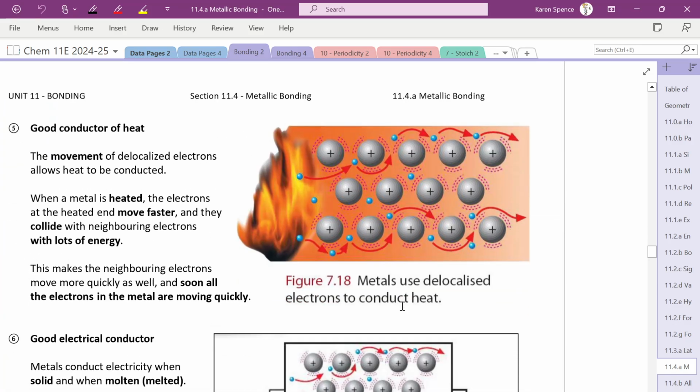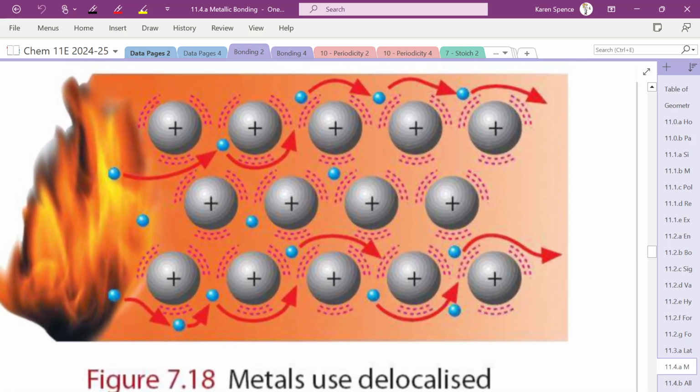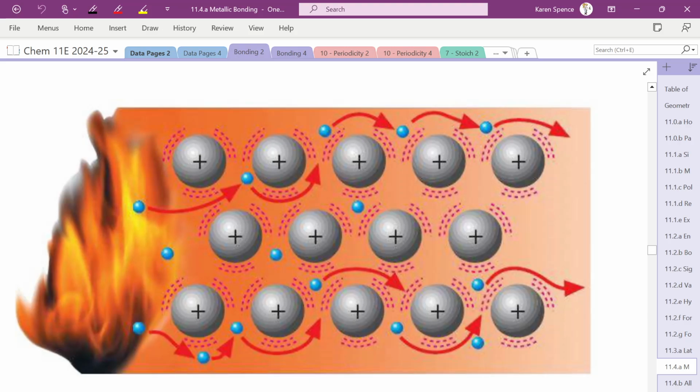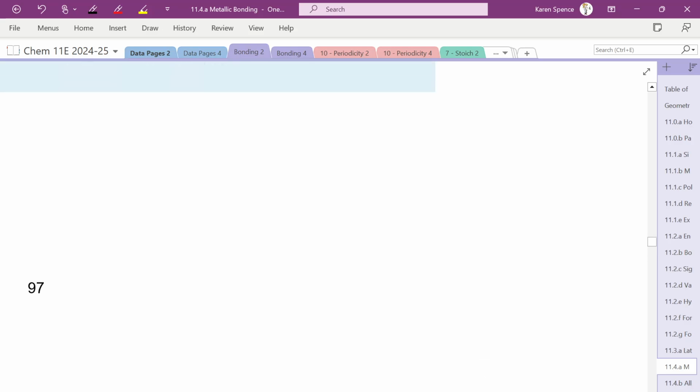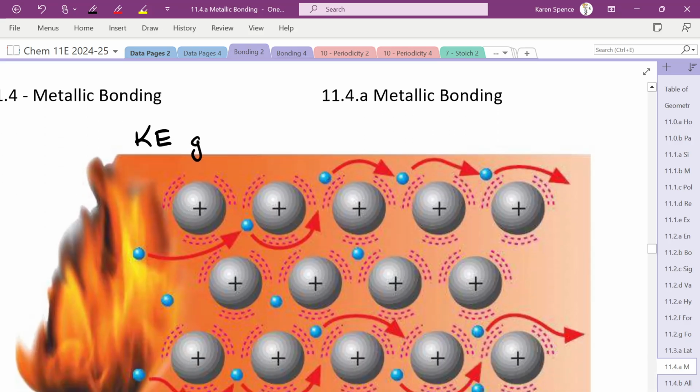Lustrous, good conductor of heat. They're also a good conductor of heat because those electrons are mobile. They can quickly pass. What is heat anyway? Heat is essentially energy, okay? The kinetic energy gets passed along. This is on page 98.